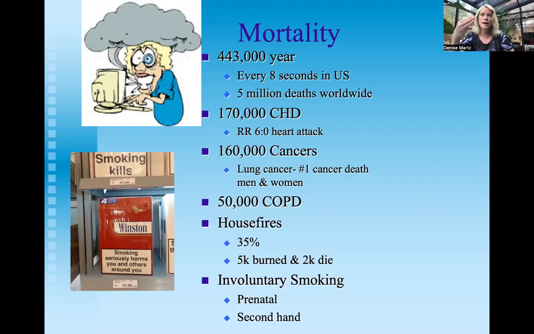She is more likely to have a stillborn, so a baby that is born dead. That baby, if it survives, is more likely to die of sudden infant death syndrome in the first year of life. That child is more likely to have a learning disability and ADHD, and that child is more likely to have chronic ear and throat infections.